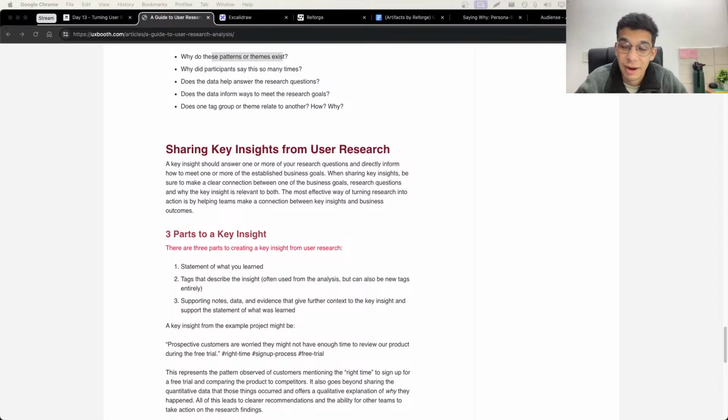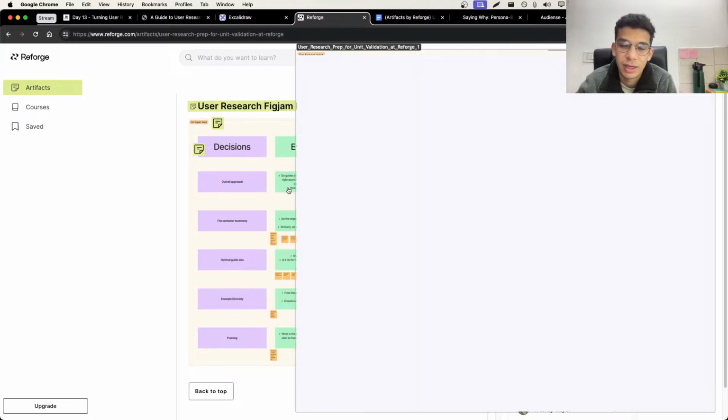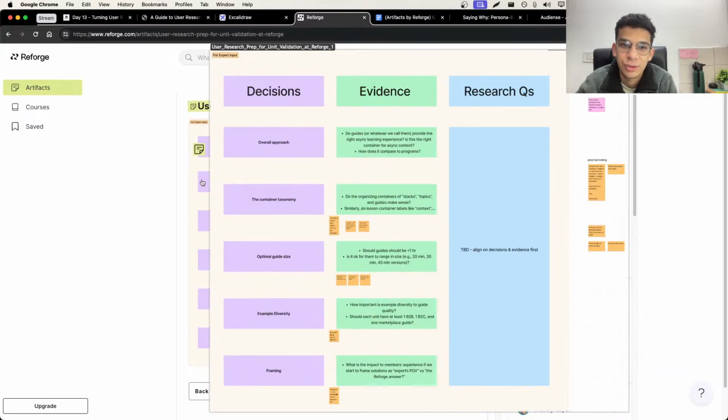you take user research as part of your product manager role and iterate and improve on building features. You have this great resource from Reforge, which has multiple frameworks you can search for. They have this thing called artifacts, which talks about a lot of things related to product onboarding and research, and this was one of those artifacts that I found around user research prep. Here they've used a FigJam template to take all the user research and turn it into insights. So you have decisions, the evidence to back those decisions, and the questions that led to those decisions, right?